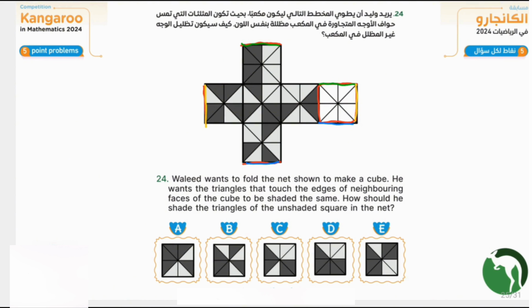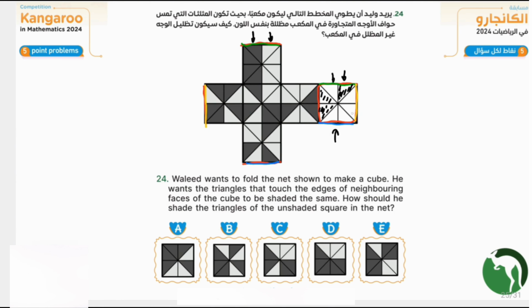Now let's look at the nearest one, which is the red. These two need to be shaded, this one and this one. Now let's look at the green one. This one will correspond to this one, and this one will correspond to this one. So we should color this one.